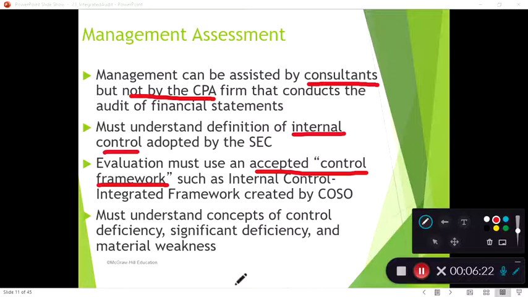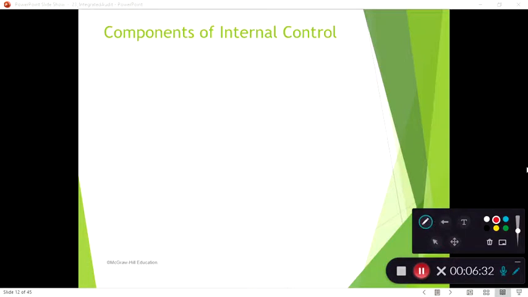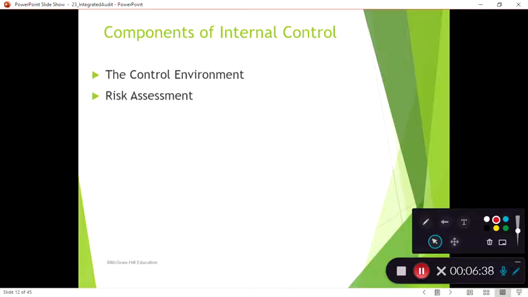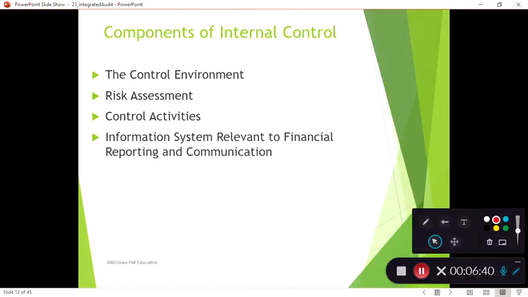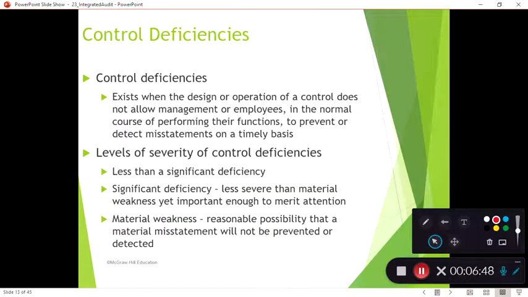And then we'll talk about these three levels. These are the three possible levels of control issues. And so we'll need to go through those here in a few minutes. Okay, so we've gone through the five components of internal control before, so I'm not going to spend extra time on that. That's the same five components of the COSO cube we've referred to in the past.